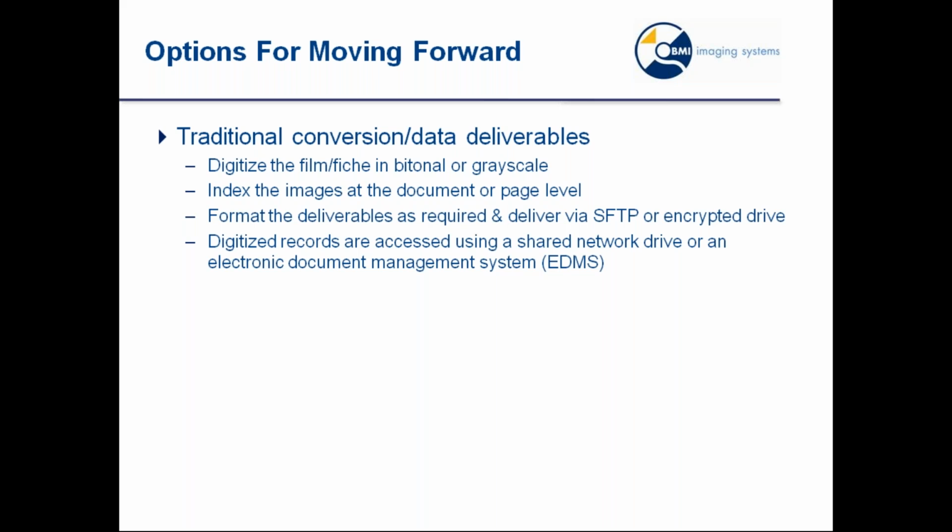It's possible to deliver JPEG as well, although it's far less common. It's usually TIFF or PDF, and that we deliver, in addition to the images, a load file of some kind. And what I mean by that is a file that contains information about the documents, their index values. Again, that may just be the report number, and then the image file that was created for that report number.